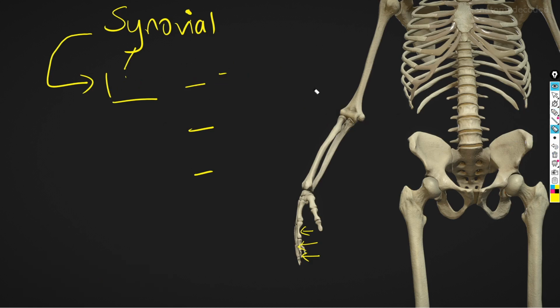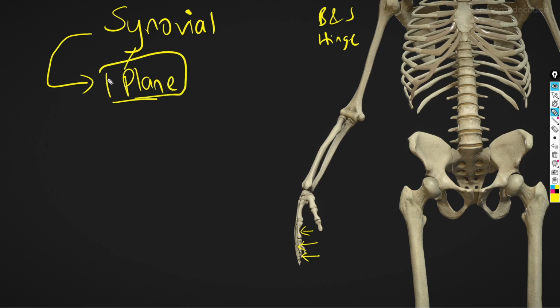Let's see another heading. So two headings we covered till now: ball and socket, and hinge. Then let's see another variety. Let's cover the easy one first: the plane variety of synovial joint. There are two articulating surfaces which are plane, but still there is a cavity and a capsule. So that kind of synovial joint is a plane variety of synovial joint.